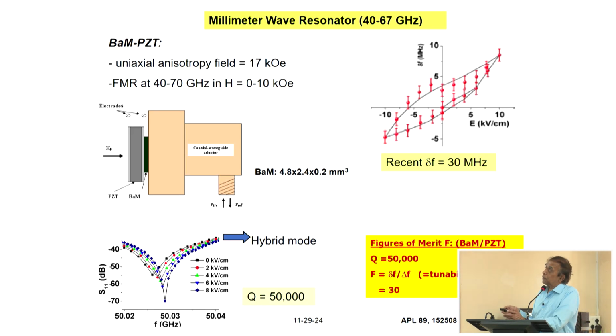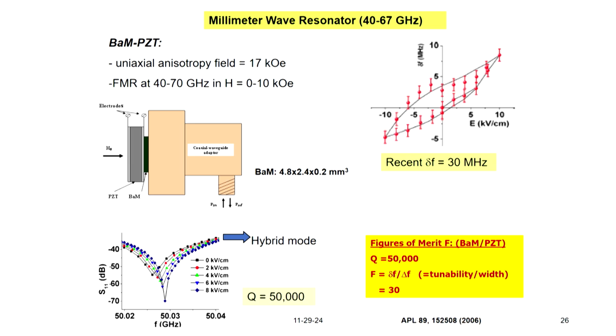So, when you go to 50 gigahertz or more, we cannot use a strip line. Instead, we have to use a waveguide for the devices, and that is shown here. This is a waveguide short, and the barium ferrite bonded to PZT forms the block here. So the bilayer is placed at the open end of this short, and then you excite this with microwave power from a vector network analyzer, and this is the FMR profile for the resonance in barium ferrite for a series of electric fields.